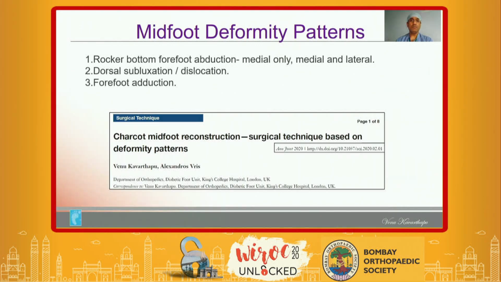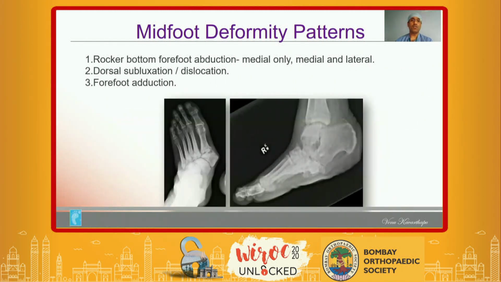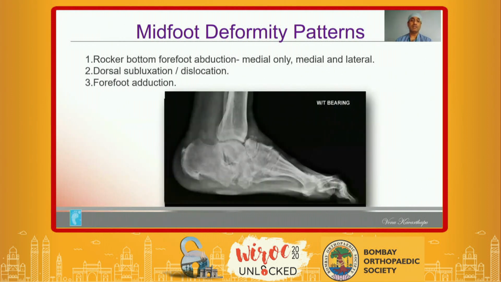Now, it is really important for us to understand different midfoot Charcot deformity patterns in relation to the surgical correction principle. By and large, there are three patterns of midfoot deformities we normally see. The rocker bottom forefoot abduction pattern. The rocker bottom can involve just the medial column or both medial and lateral columns. The forefoot goes into abduction in that pattern.